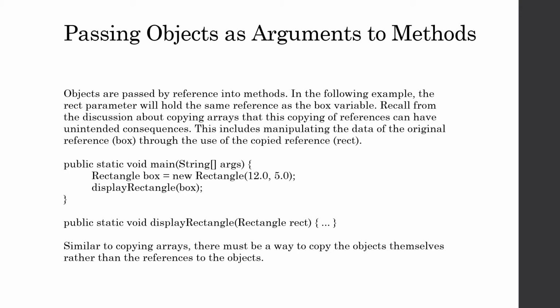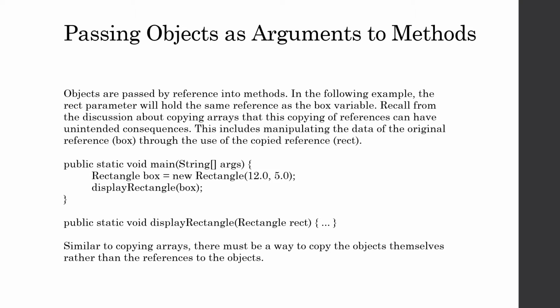So in this example that I'm showing right here, we've got our main method. Inside of that main method, we've got a rectangle object that we're calling box. So box would essentially be the name of the reference variable that holds a reference to our actual object. We then have a call to display rectangle. This is going to be a method inside of that same class as the main method. And we're going to pass in our box, which means we're passing in the reference variable.